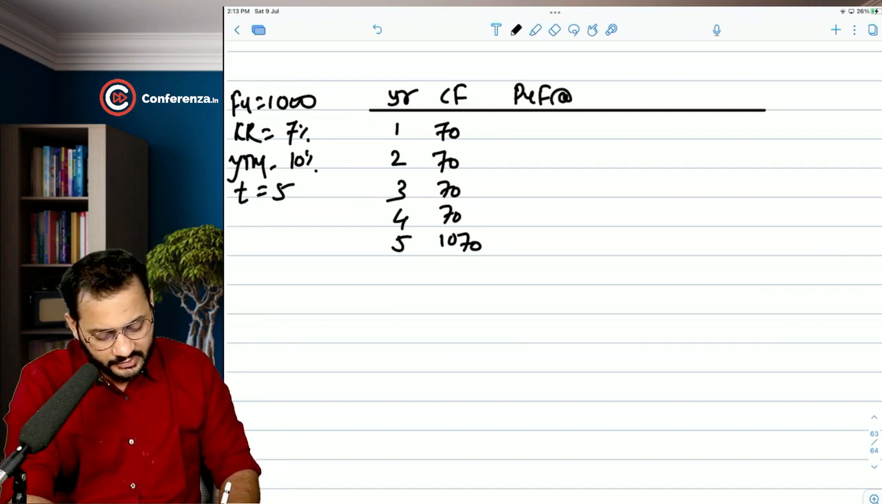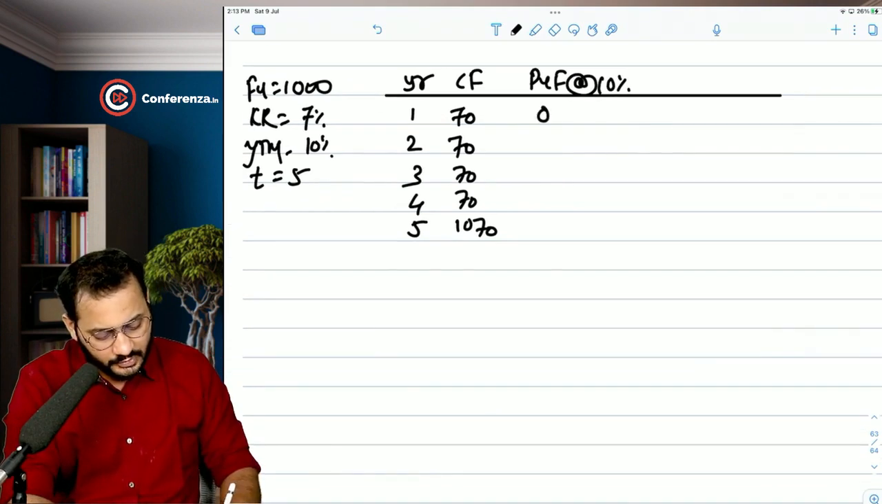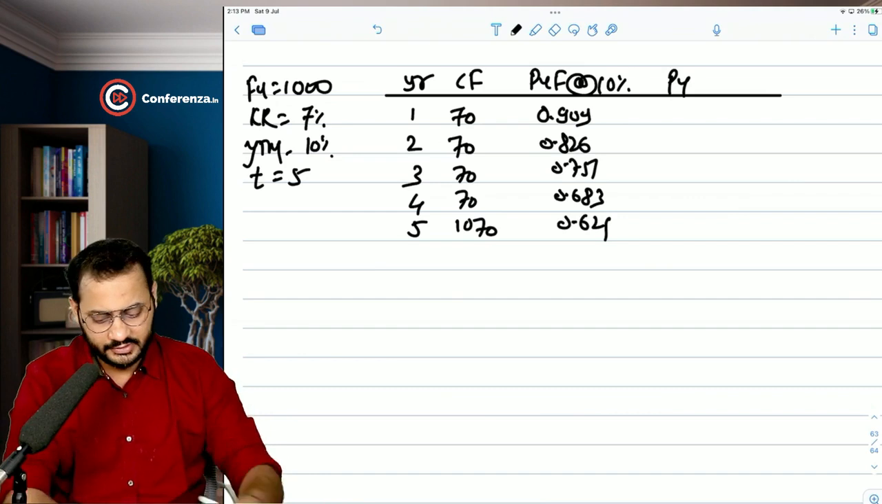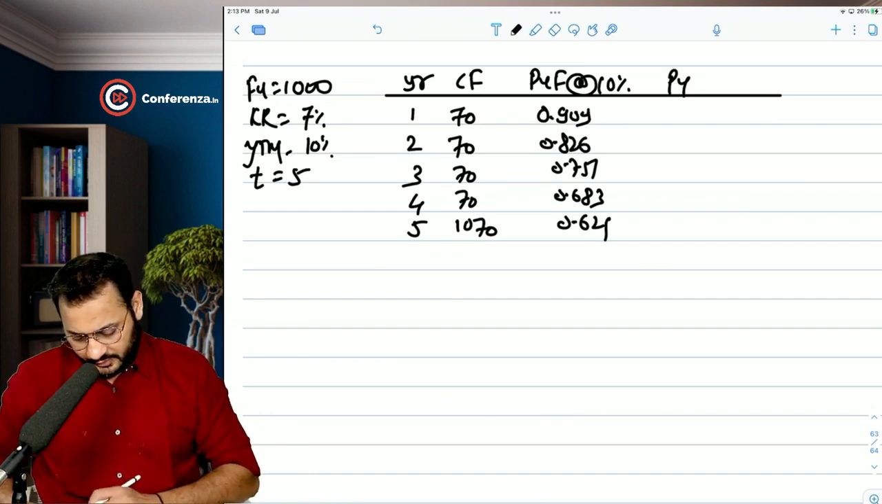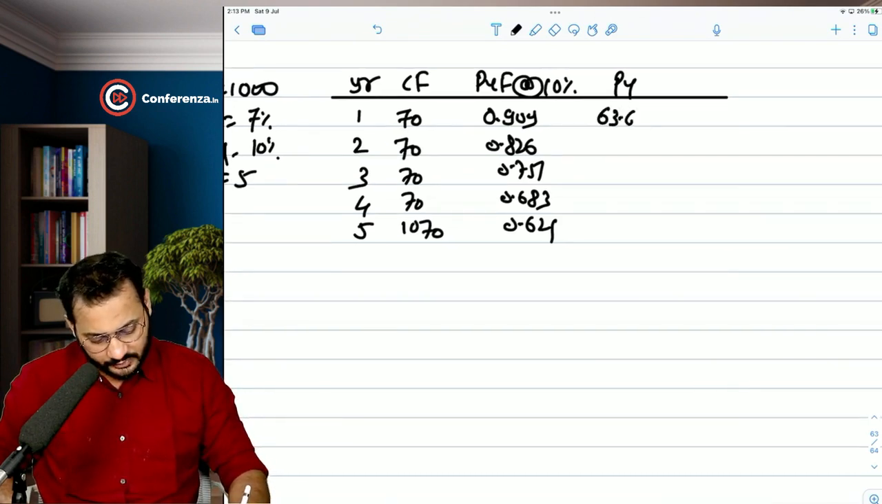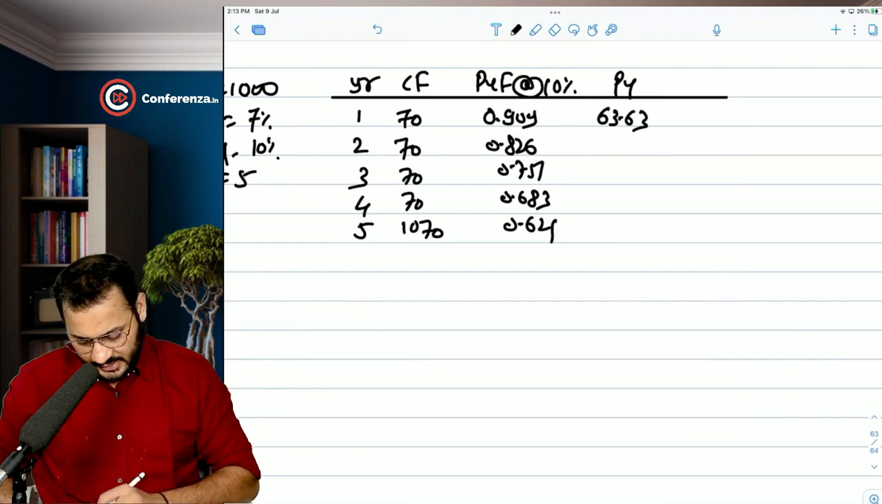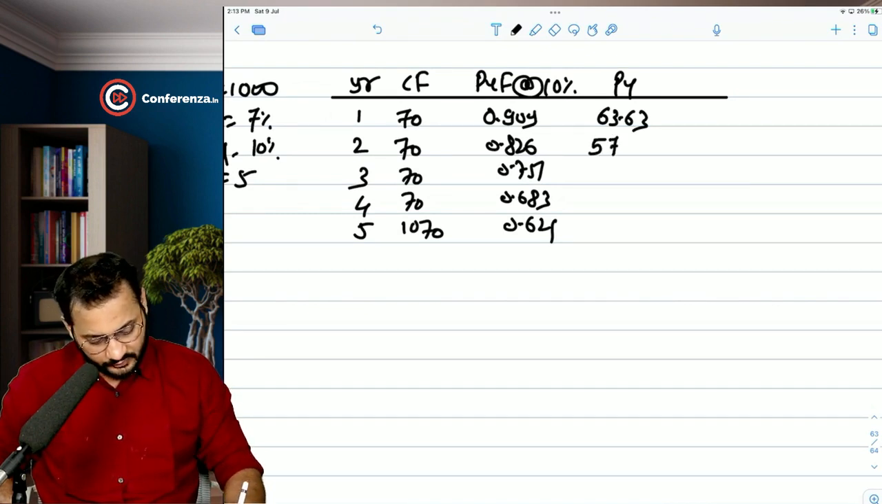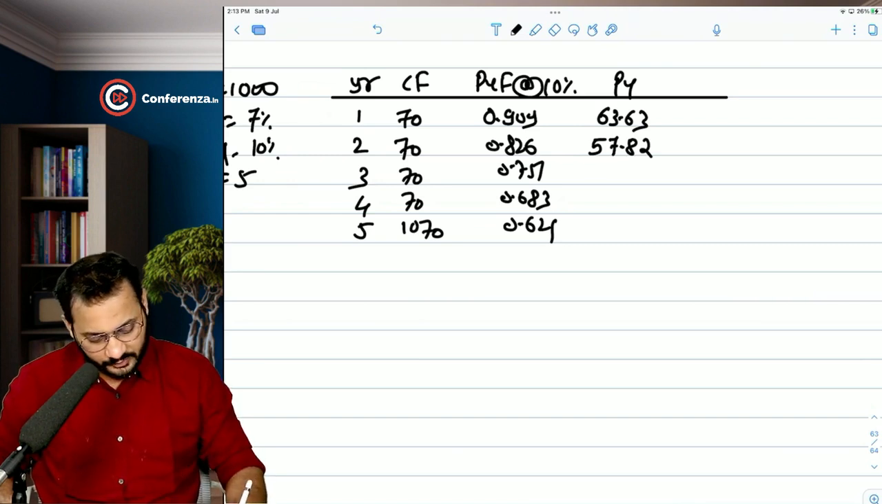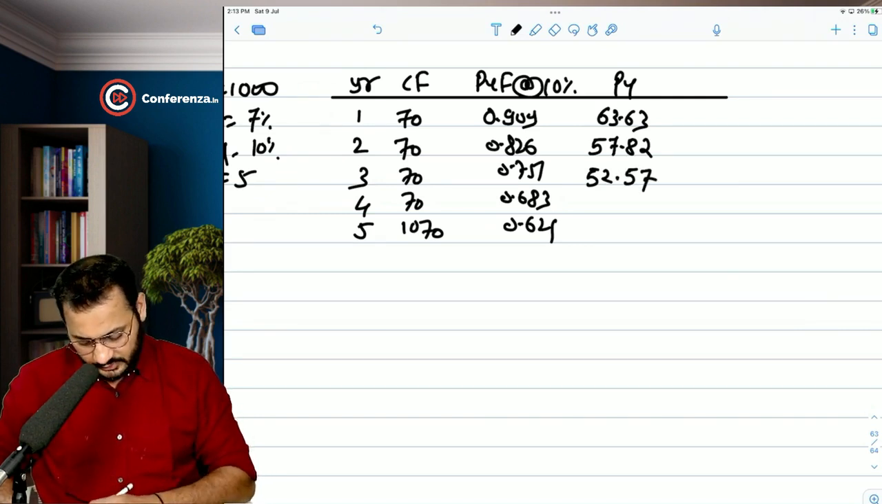Now let's calculate the present value of it at 10%. 0.909, 0.826, 0.751, 0.683 and 0.621 are the present value factors. If you write down the present value, it is like this. Till this point we have learned how to do all the calculations. I am writing 63.63. You might say, sir, if 70 is being repeated so many times, why are you doing the individual calculation for the present values, and why not the annuity formula? I will tell you that in a minute.